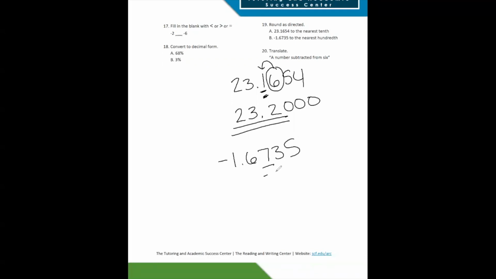The number -1.6735 to the nearest hundredth, that means the 3 is going to tell the 7 what to do. And in this case, it's telling it to stay a 7. So it's going to remain -1.67, and the rest of the numbers become zeros, or you can leave it as -1.67.